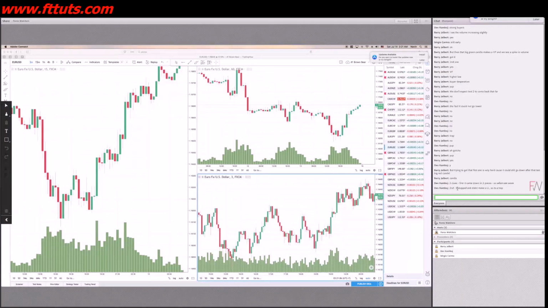Okay, so Dave, two clues. It came down in two pieces, so sellers are weak. Second, it stopped and didn't make a lower low, so it's a trap. Yeah, there you go. So, two pieces to come down, but he didn't even really come down. He just rolled back over. He rolled back over.